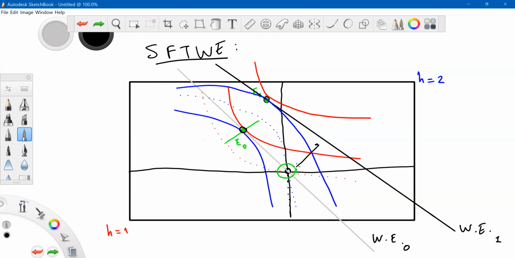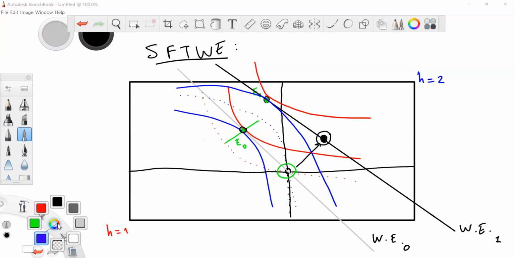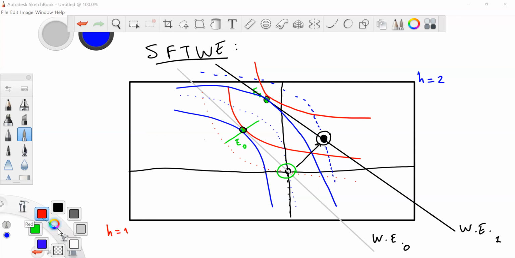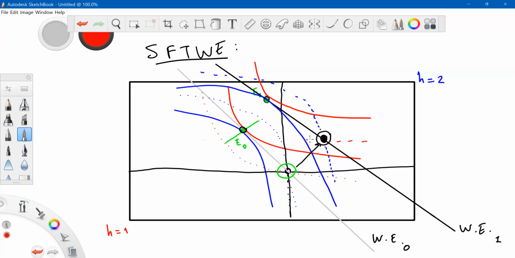So you're going to tax and use the transfers as well to move the economy here initially, right? Then if you move the economy here, the initial endowments, what happens? Well, for the blue one, you have something like this. This is for the second consumer. For the first consumer, you have something like this.